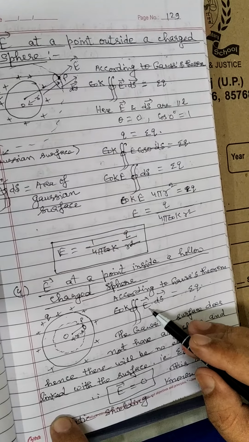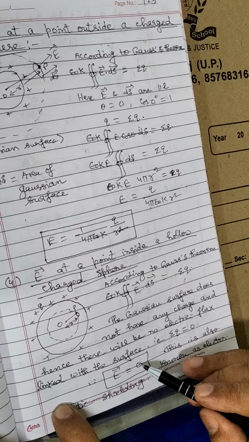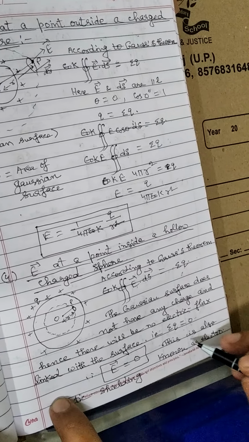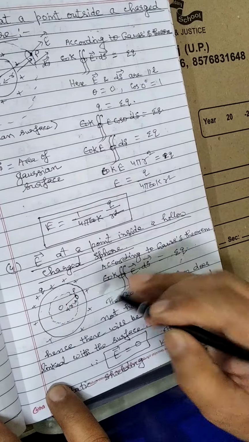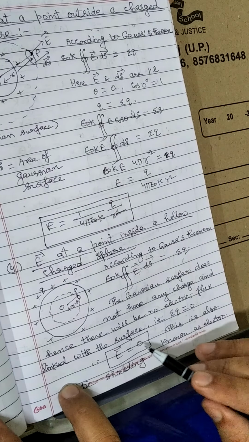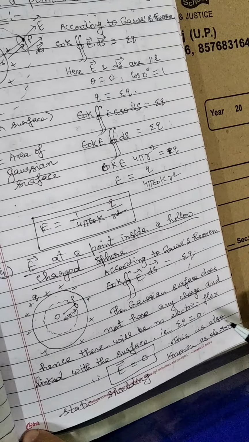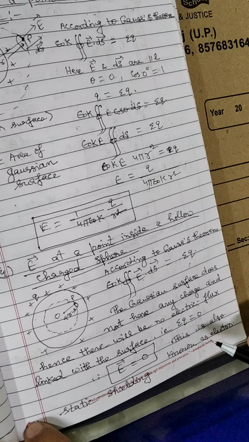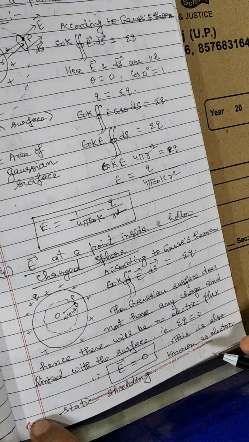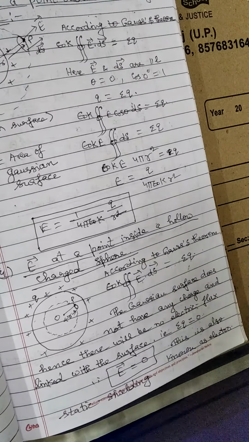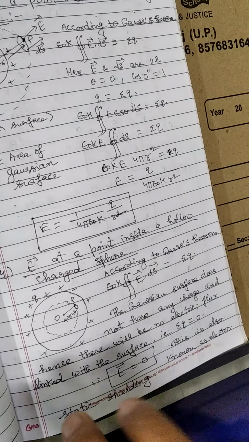So what is the value of the electric field here? This electric field is equal to 0. That means inside any charged cavity the electric field remains 0. This phenomenon is also known as electrostatic shielding. That means the charges are being shielded.